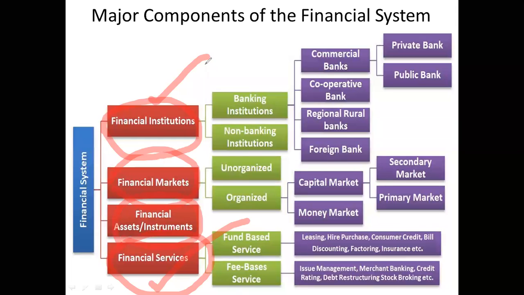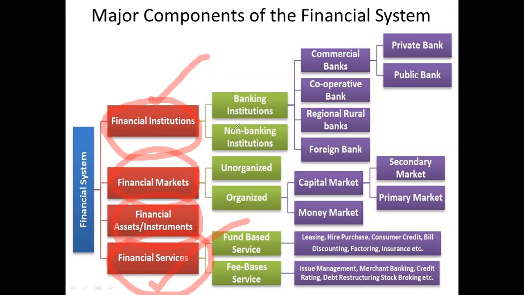So what is the financial system classified into? As I told you, financial institutions concentrate more upon banking activities and non-banking activities. Here, banking institutions like your commercial banks, cooperative banks, regional rural banks, and foreign banks all come under banking institutions.